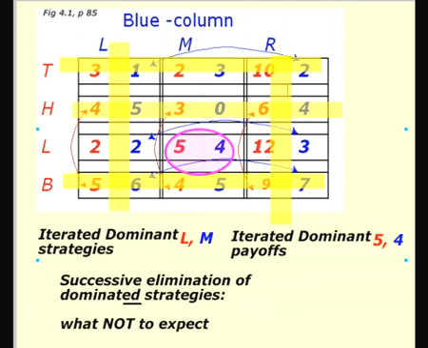And what we end up with is a pair of strategies, L and M, which survive this process of iteration. And the payoffs that emerge are the payoffs from iterated dominance reasoning. Okay, so a game is called dominance solvable if you can use dominant strategy reasoning alone to come up with an answer.